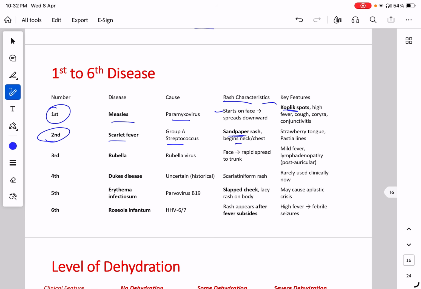It begins at neck or chest. Strawberry tongue is seen. Pastia lines are seen. Third disease is rubella. Rubella virus starts with face and rapidly spreads to trunk. Mild fever, lymphadenopathy, mostly post-auricular lymphadenopathy in rubella.